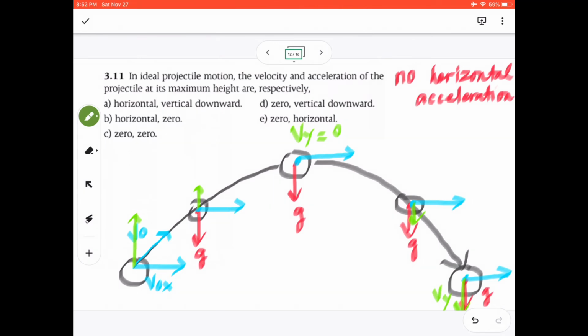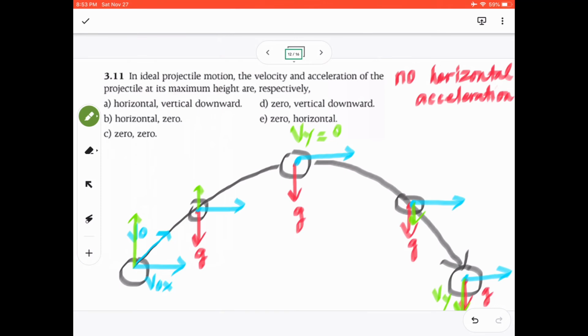And as it is going up, it's becoming smaller and smaller, because the g is downwards, it's opposite its direction, therefore it will affect it. It will make the value of it smaller. All right, so those are the things that we need to know about projectile.